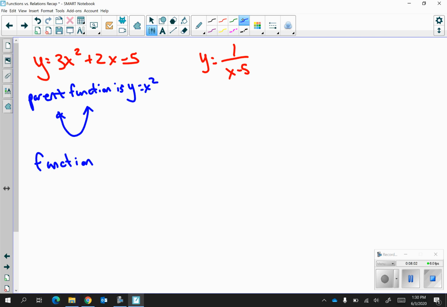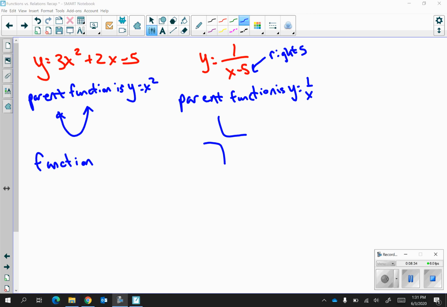For the equation y equals 1 over x minus 5, I know that that parent function is going to be y equals 1 over x. And I know that that looks like this. Now, this graph, you might notice that if you're subtracting 5 from the x's, you're heading to the right by 5. But that doesn't change anything. We still know that in the end, this passes the vertical line test, and it's going to be a function.